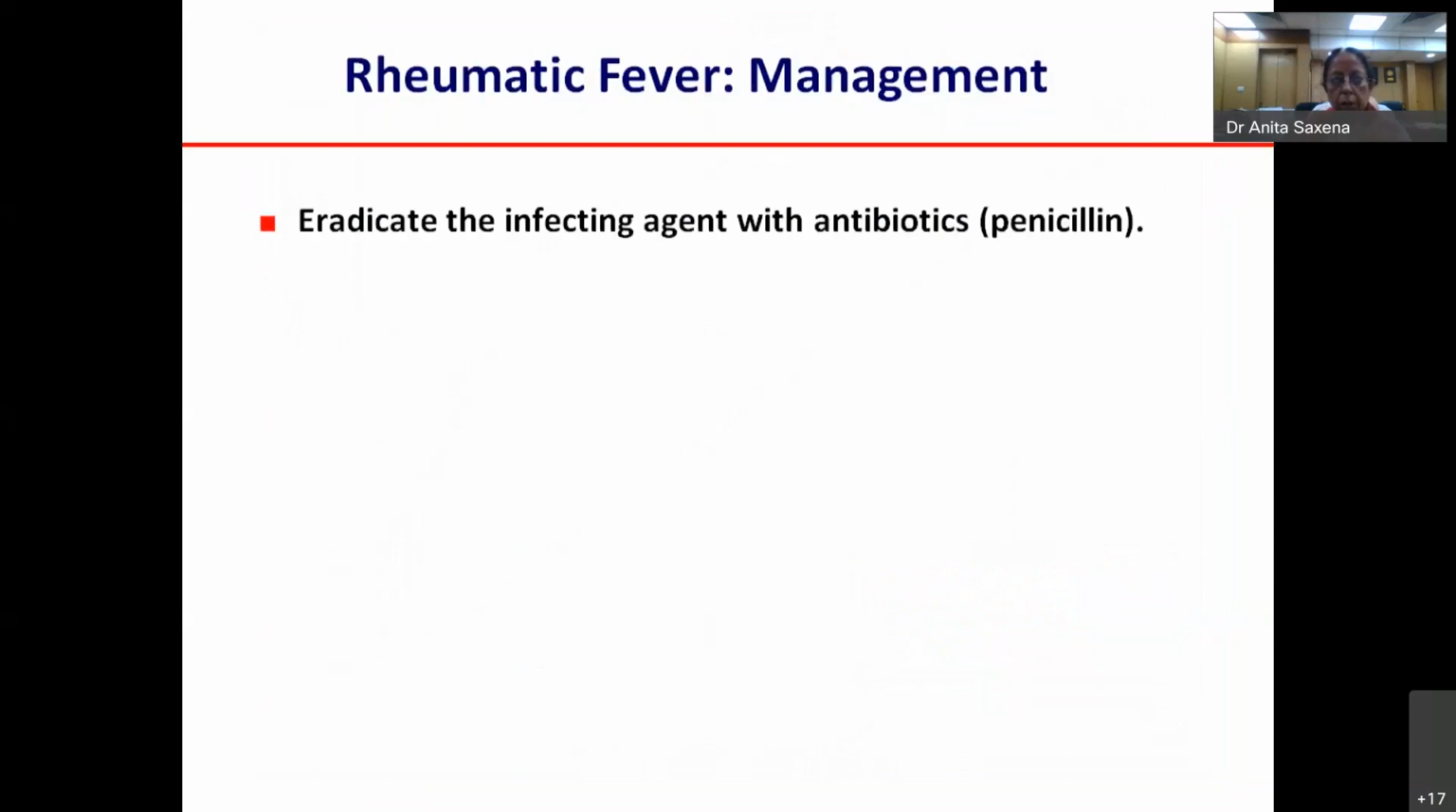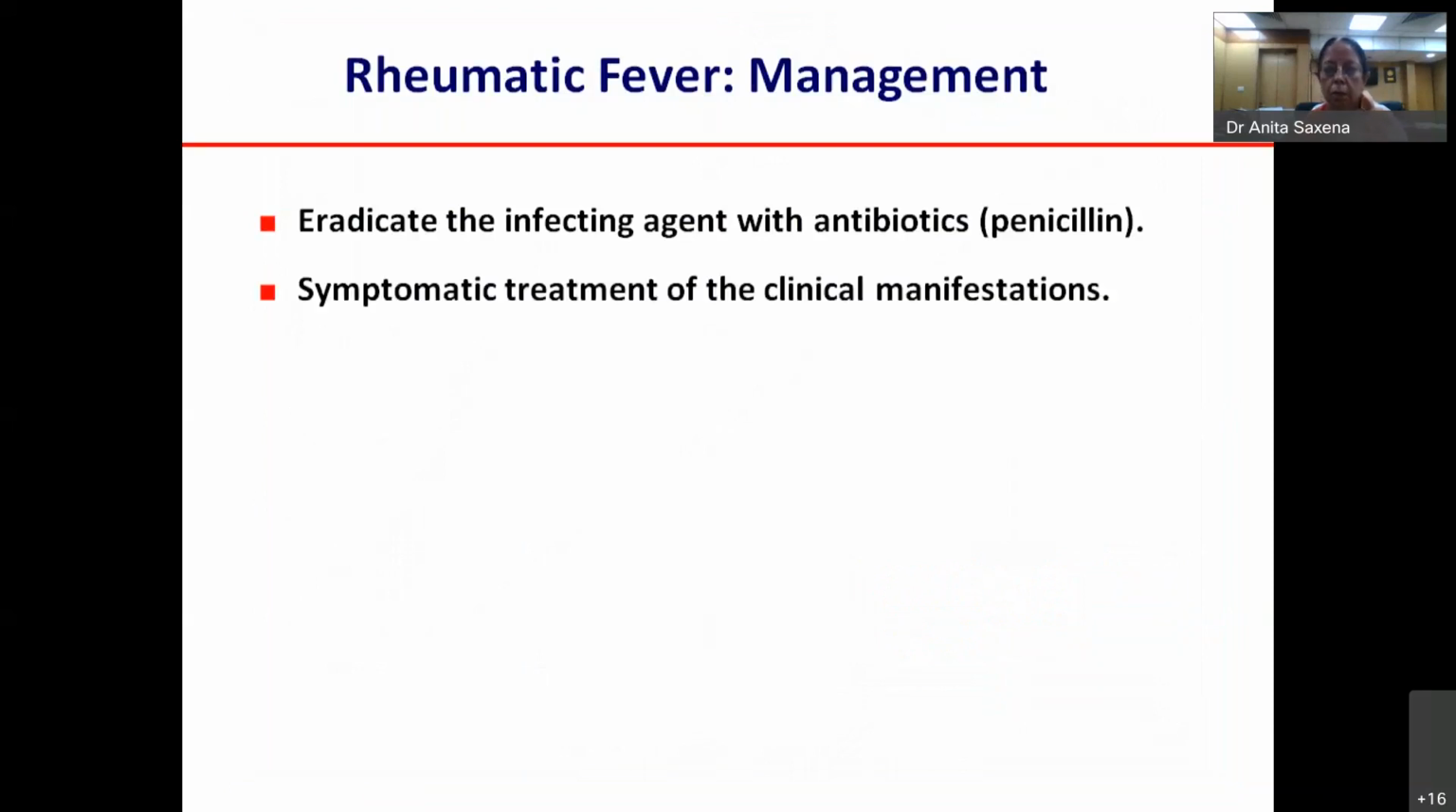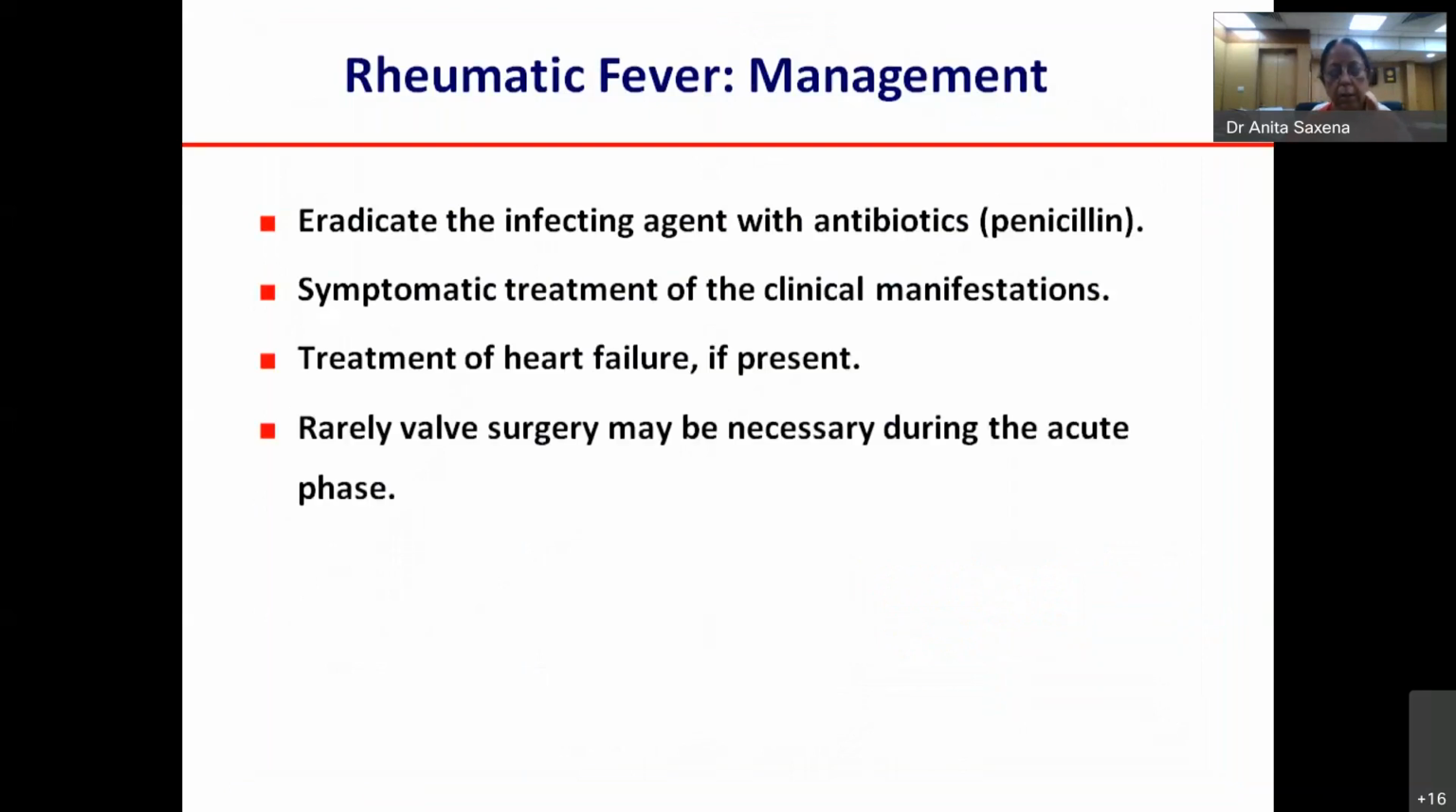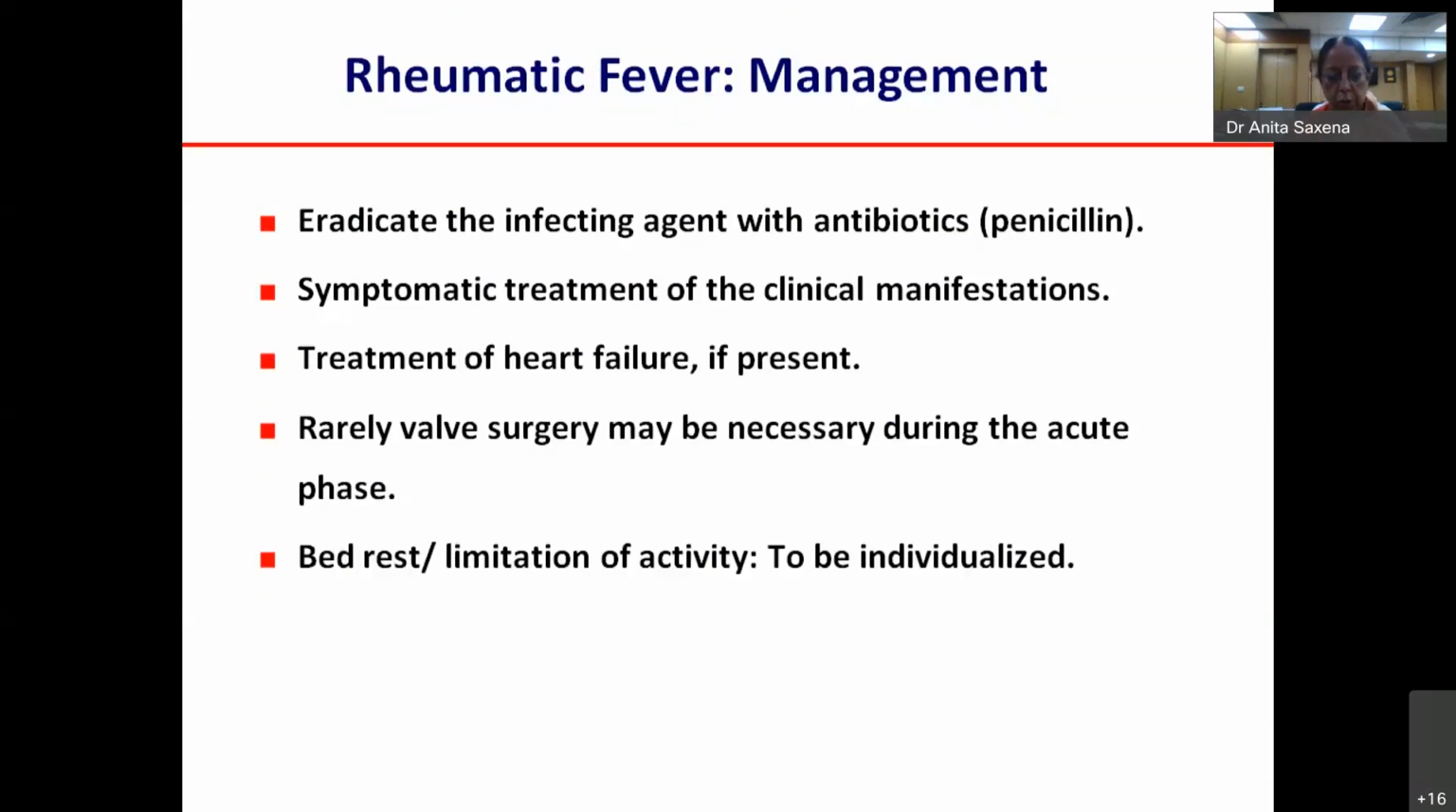Now, how do we manage? Of course, take care of the group A streptococcal infection. Penicillin happens to be the best drug even today. There has been no resistance shown to penicillin of this streptococcus bacteria. Symptomatic treatment of clinical manifestation. If there is heart failure, you give them diuretics. If there is severe MR, give vasodilators, but must not rule out valve surgery. We don't want to do valve surgery during carditis, but sometimes patients are so sick that one ends up advising valve surgery for these patients.